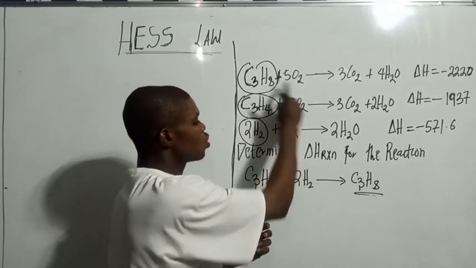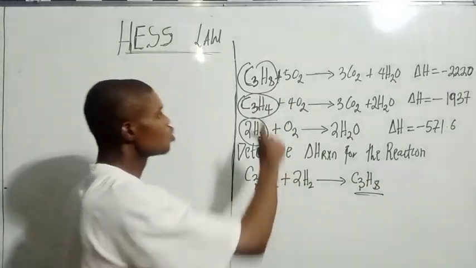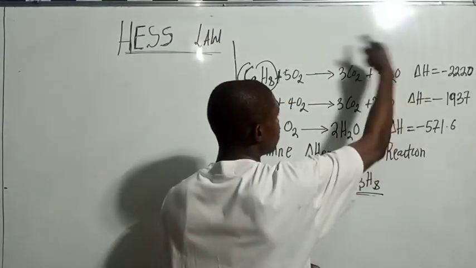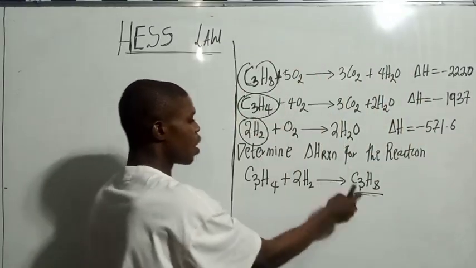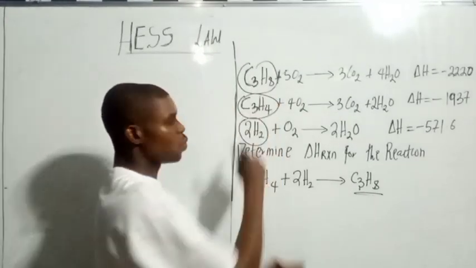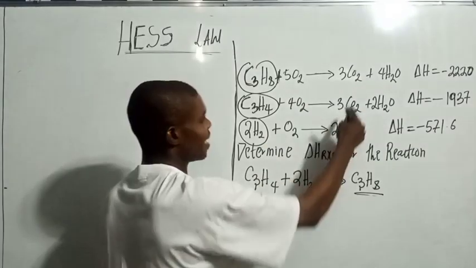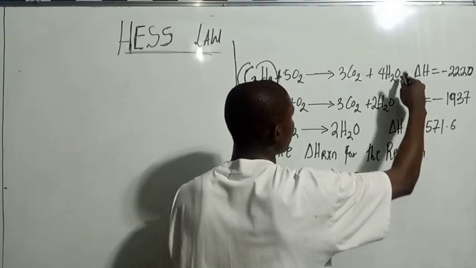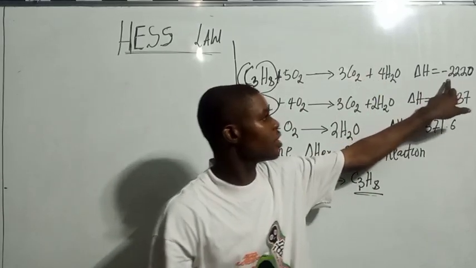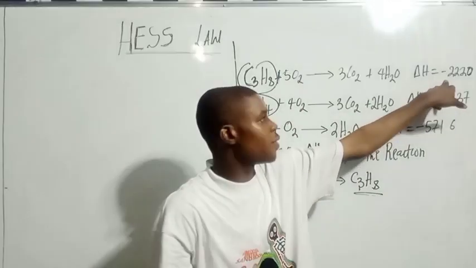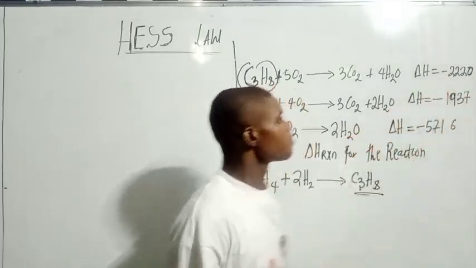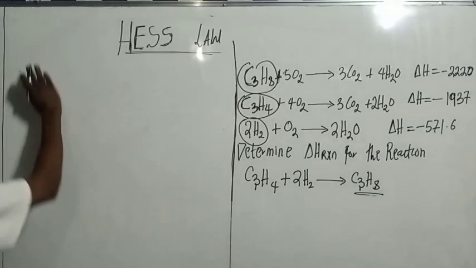I'll make sure that this one moves to the product side. So if I reverse it, the whole of the products here move to the reactant side, and all of the reactants here move to the product side, so that these two are on the same side. Now the only thing that changes is the sign of the enthalpy. Do you get that?